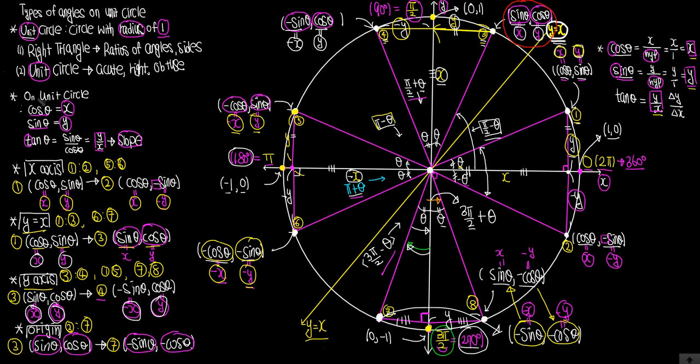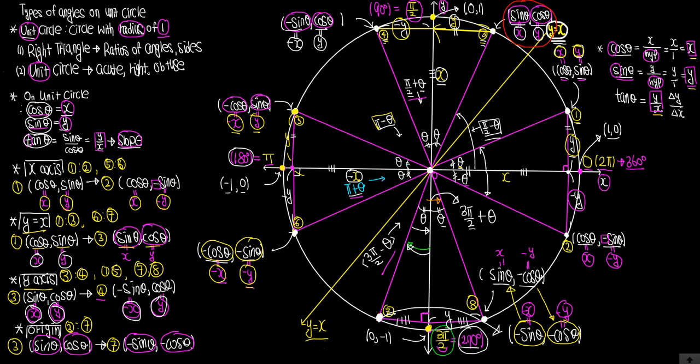And the second thing to remember is that on the unit circle, we define that cosine theta is our new x value, sine theta is our new y value, as well as tangent theta, which is going to be the slope on the unit circle about the coordinate.